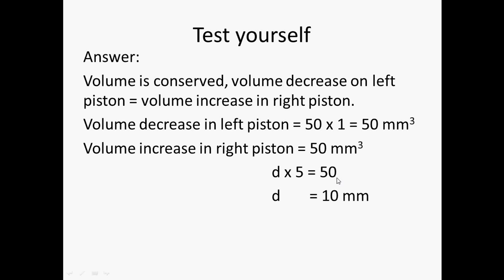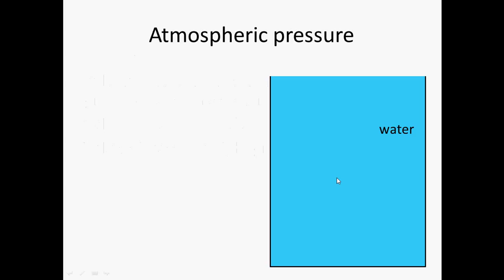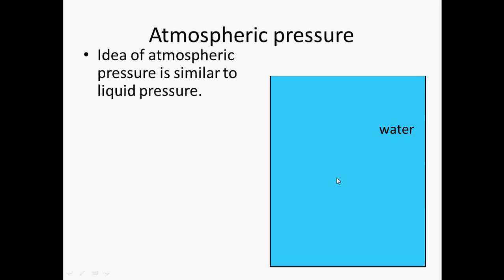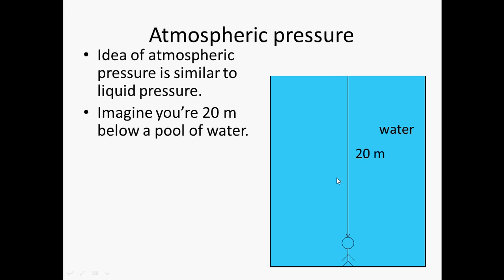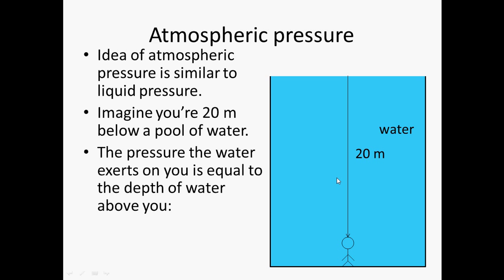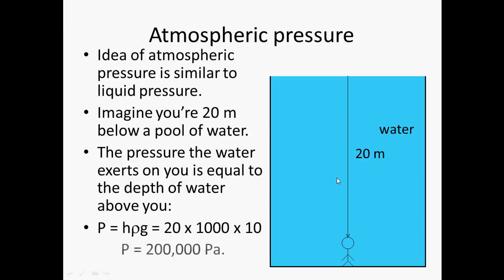So let's move on to the next part of the lesson, which is on atmospheric pressure and how we can understand it. To understand atmospheric pressure, we just have to understand the idea of liquid pressure first. Let's say you are a person standing at the base of a pool of water that is 20 meters deep. The pressure that the water exerts on you will be equal to H rho G, which gives you 20 meters times 1000 times 10, which will give you 200,000 Pascal.